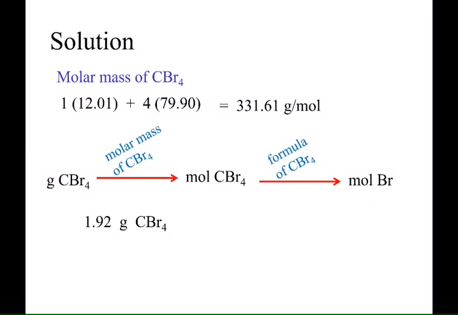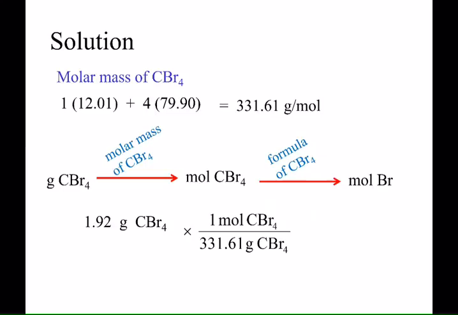All right, so here we go. The first term is going to be the mass of CBr4 we want to convert. I would usually put that over 1. What does the next term look like, the molar mass term? Since we want grams to cancel, we're going to put that 331.61 grams on the bottom of CBr4, 1 mole of CBr4 on top. Now, let's see what you think that last term is going to look like. We want moles of CBr4 to cancel. We'll be left with moles of Br. It would look like this.